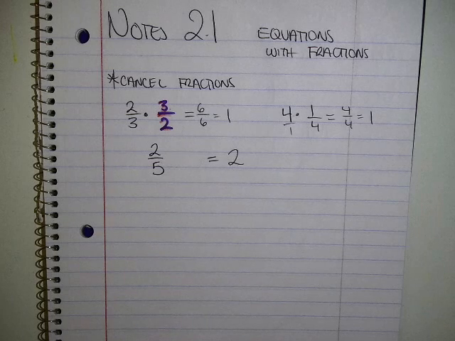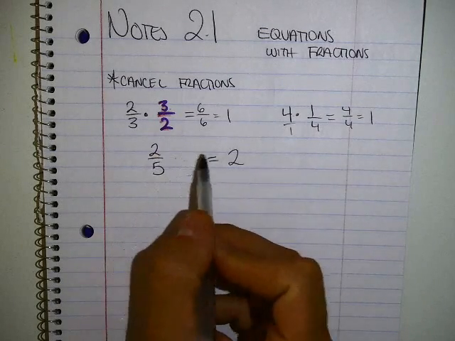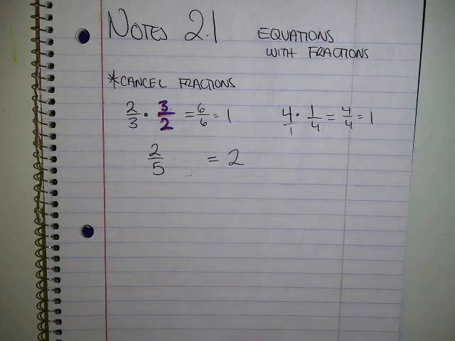Brad, what do you think? If I times it by 1 over 5, 2 times 1 is 2, 5 times 5 is 25. 5 over 1? Or just 5?